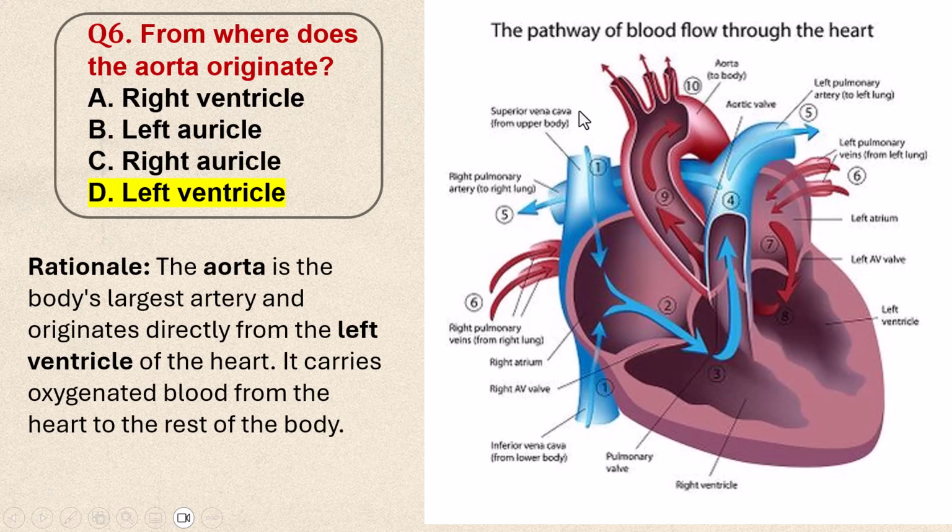The aorta is the body's largest artery and originates directly from the left ventricle of the heart. It carries oxygenated blood from the heart to the rest of the body.